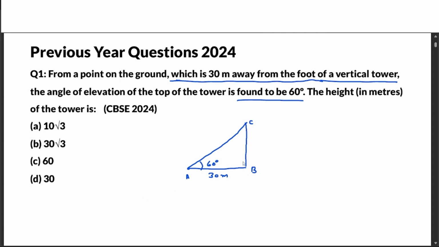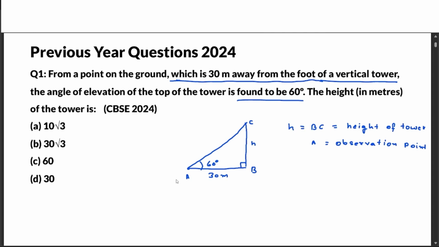The angle of elevation is 60 degrees, and this is 90 degrees, so you can see a right angle is forming. Here BC is the height of the tower. What information we get, we write from the question. A is the observation point. Now we have to find the height of the tower, which we can call H. So BC is equal to H.